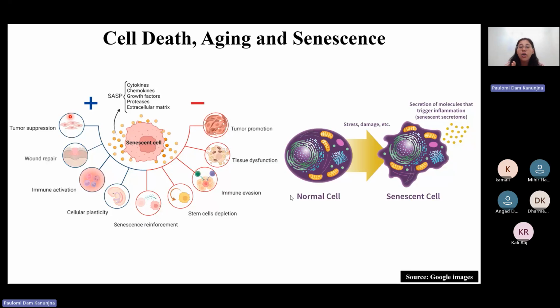For example, now after a certain stage, it starts promoting tumors. It starts to implicate tissue dysfunction, immune evasion, stem cell depletion, and it is basically now that the cell has truly aged, and now it will be marked for death, right? So that's all about it.